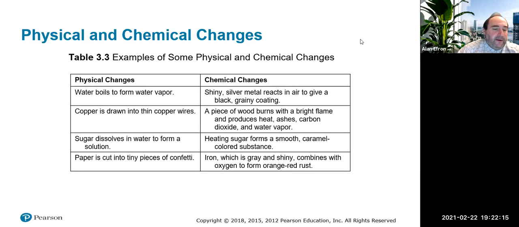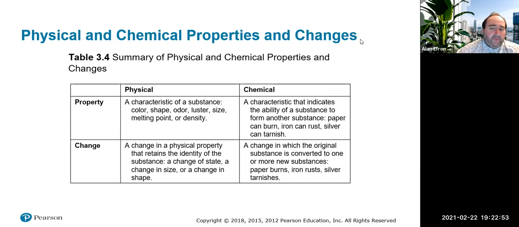Here's just a table from your book of some examples of physical and chemical changes. On the left-hand side, we see things like boiling point, which is a physical change; copper can be drawn into wires, a physical change; and sugar dissolving. Chemical changes include a piece of wood burning, like I might have mentioned earlier, and rust forming. When we talk about a chemical change, we're also talking about the resistance of something to go through a chemical reaction. How something reacts in a chemical reaction, and how something resists a chemical reaction, is a chemical property.